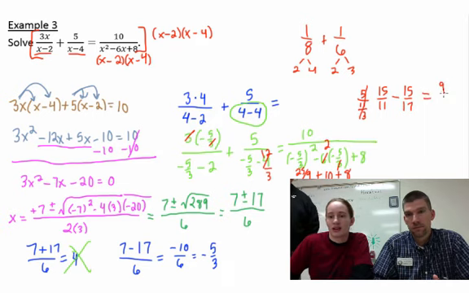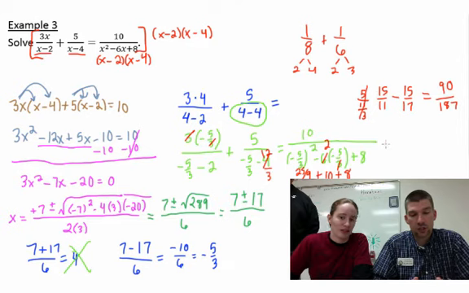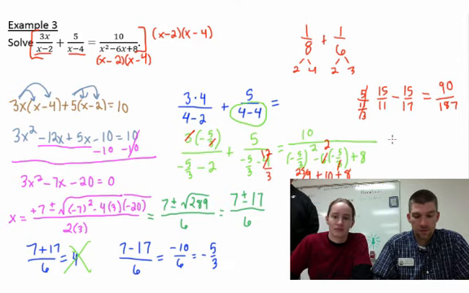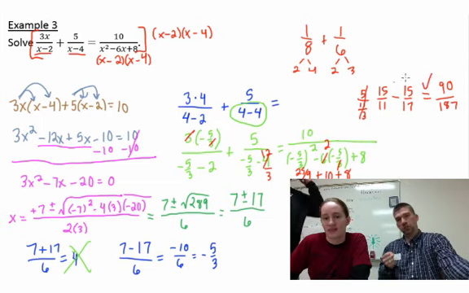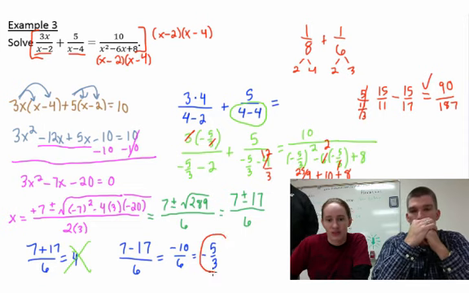So we're trying to figure out if this is really equal. 15 over 11 minus 15 over 17. Enter. Hey, 90 over 187. Awesome. So negative 5/3 was indeed a solution.